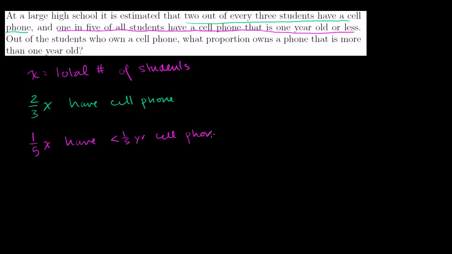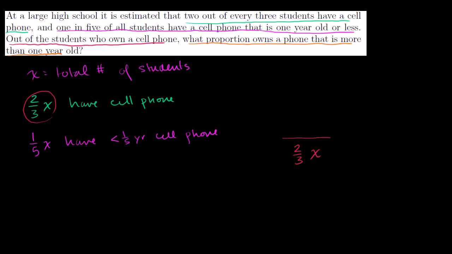So they want to know, out of the students who own a cell phone, so out of this, that's our denominator. So let me write that down. That is our denominator. So out of the students who have a cell phone, that's right there, they want to know what proportion owns a phone that is more than 1 year old. So how many students have a cell phone that is more than 1 year old?